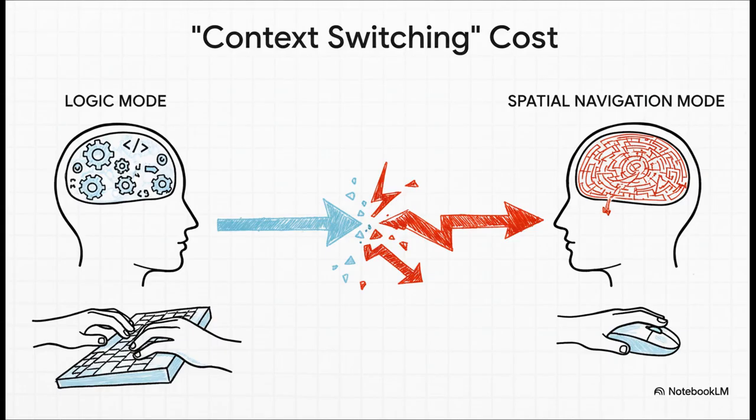So imagine this. You're coding, right? Your brain is deep in logic mode. You're in the zone, that flow state. Every single time you take your hand off the keyboard to grab the mouse and hunt for some button, you are violently yanking your brain out of logic mode and forcing it into spatial navigation mode. And that switch, it is not free. It completely shatters your concentration. And the worst part? It can take several minutes to get back into that deep, productive state.